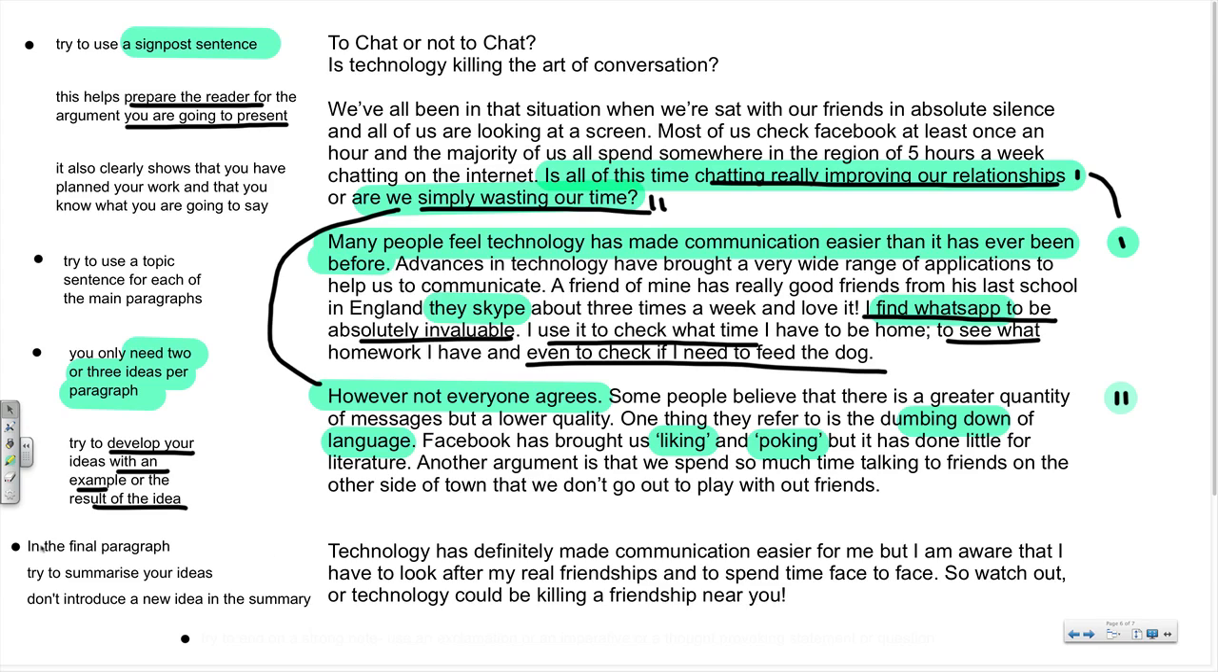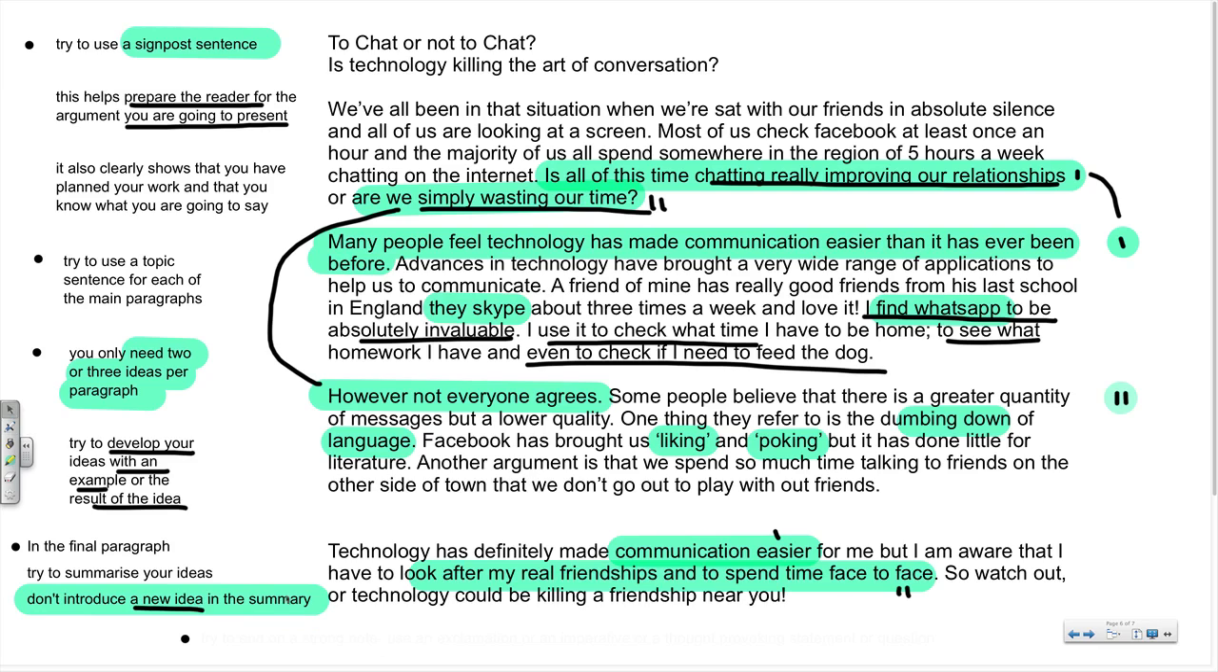In the final paragraph, try to summarize your ideas. Do not introduce a new idea in the summary. So we have, as our summary, communication is easier, and that's summarizing what you said in paragraph 1, the first main paragraph. And then you say, I am aware that I have to look after my real friendships and spend time face to face, which is summarizing what you said in paragraph 2. We have not introduced a new idea.